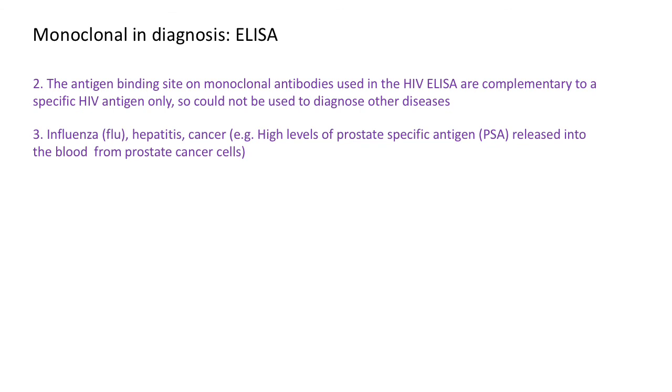And question 3, many diseases, but some examples are flu, hepatitis, and cancer. And a common example is prostate cancer, where the levels of PSA become very high in the blood. Okay, so that's the ELISA test.